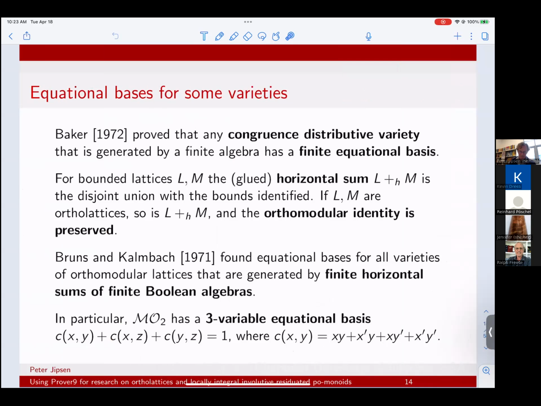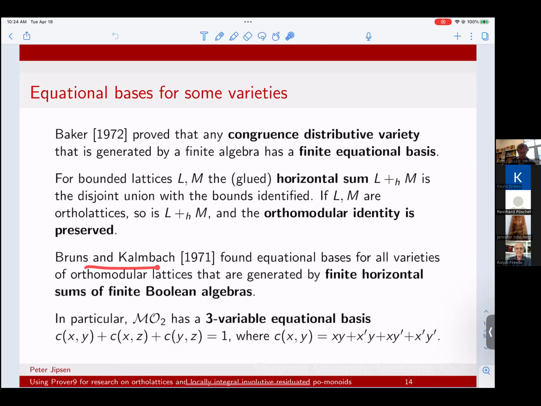So, equational bases for some varieties. In 1972, Kirby Baker proved that if you're in a congruence distributive variety, which is true whenever you have lattice reducts, so it's true for lattices and for ortholattices, any finite algebra will generate a variety that has a finite equational basis. And for bounded lattices L and M, we can glue them horizontally. Here I'm making that explicit with the H subscript, but usually I don't write that. When you do this horizontal sum, the orthomodular identity is preserved, in fact.